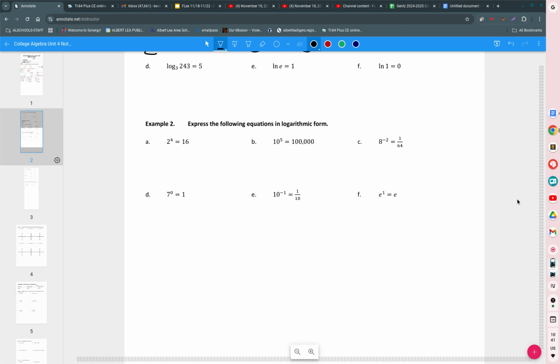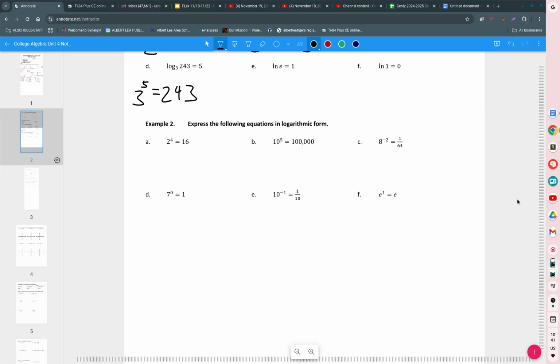Letter D, log base 3 of 243 is equal to 5. How would I write that as an exponential? 3 to the 5th equals 243. Good. So when you say you don't know what a logarithm is, there it is. It's another way of expressing an exponential. You still don't know why we're trying to use them. We'll teach that more to you over the course of the next couple days.